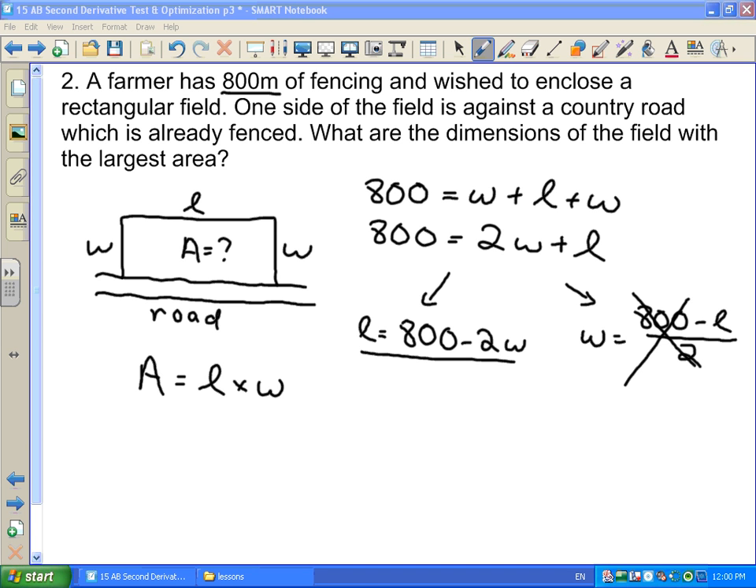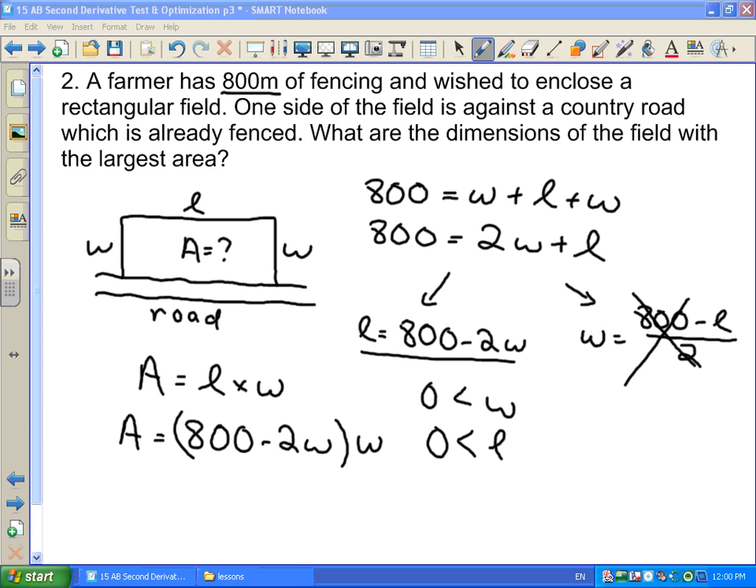So we can rewrite our area expression here as 800 minus 2W all times W. And before we go any further, let's see, are there any restrictions that we can place on our variables here, length and width? There's one obvious one. The length and the width both have to be positive numbers, right? So these both have to be greater than 0 because they represent real dimensions.